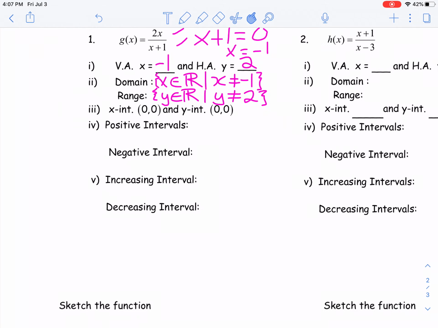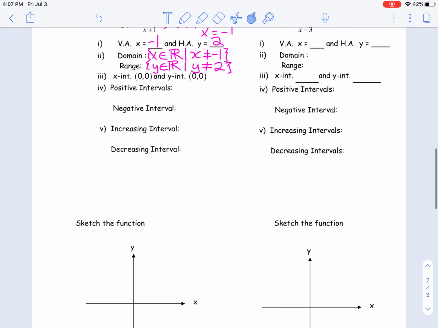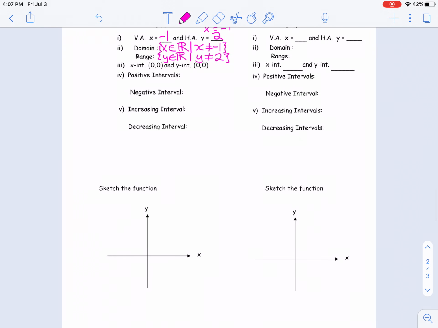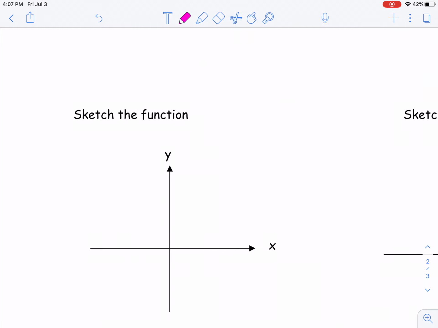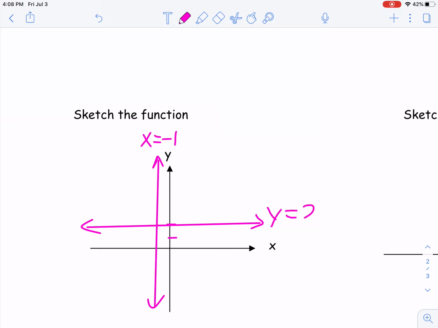So now I'm going to go down so I can make a little sketch. The first thing I want to do is just put on those asymptotes. So x equals negative 1 would be here. And y equals 2, I believe, was the other one, so we'll put that about here. Perfect. And we also know that (0, 0) is on this graph.